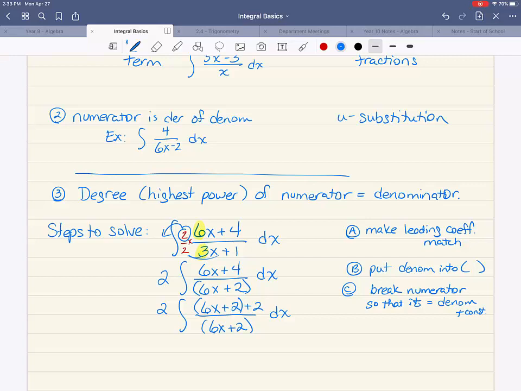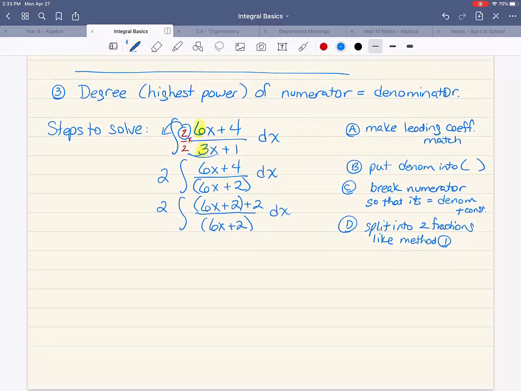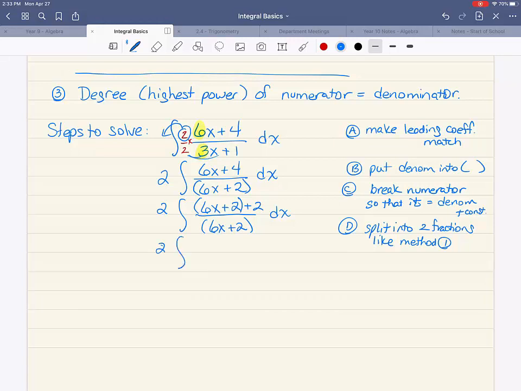Okay? Now we are going to do the last step. We are going to split this into two fractions like we do in method number 1. So let me move this up. So now I'm going to write this as 2 integral 6x plus 2 over 6x plus 2 plus 2 over 6x plus 2 dx. That's what I mean by split it into two separate fractions.